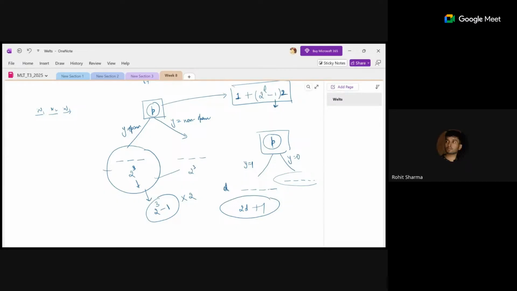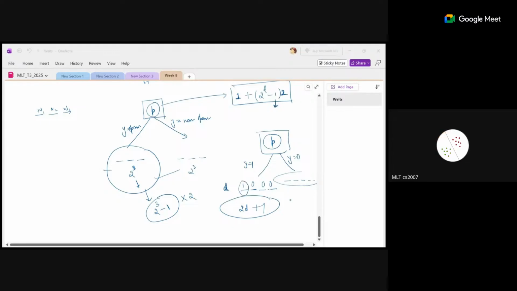Ma'am, for y equal to 1, each coin can occur or not occur. Each coin will take either 1 or 0. 1 means that the word has occurred and 0 means it has not occurred. So let's say you have some words in the dictionary. If this word has occurred in the email, if it's an email example, it's a 1. If it has not occurred, it is 0.